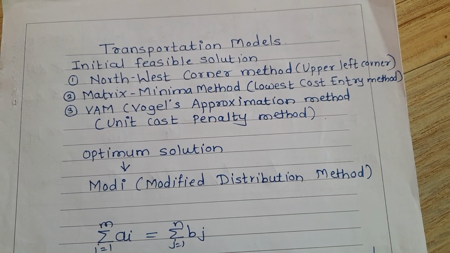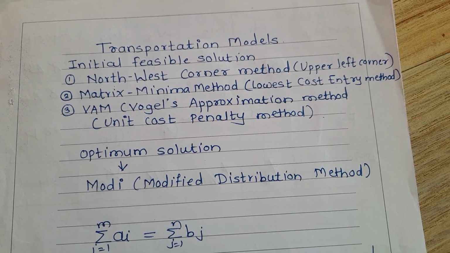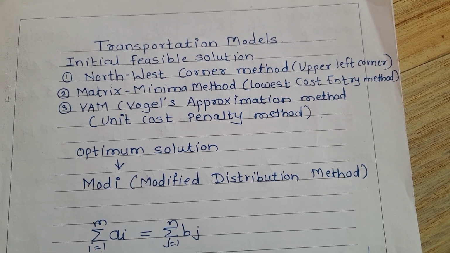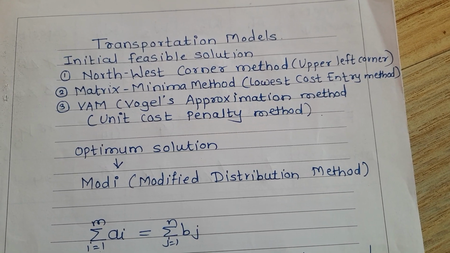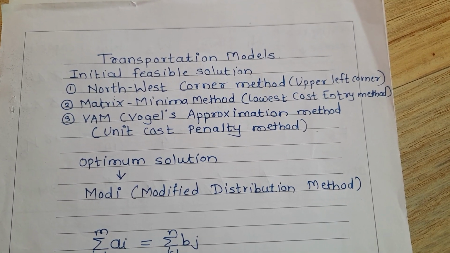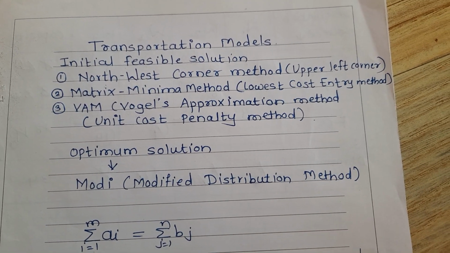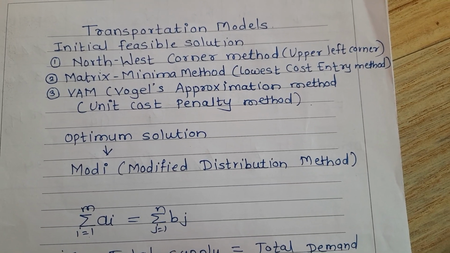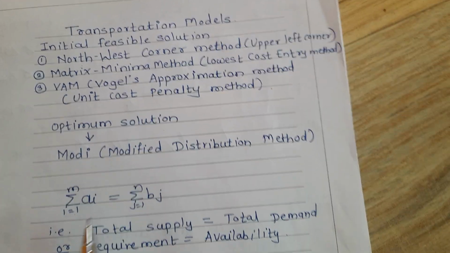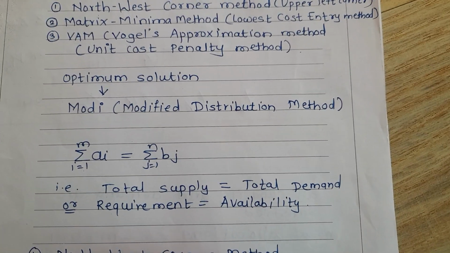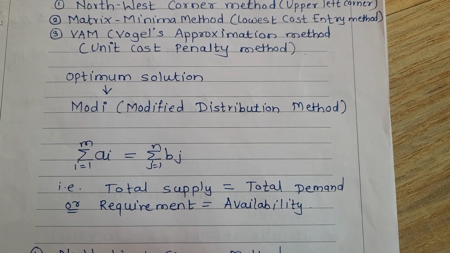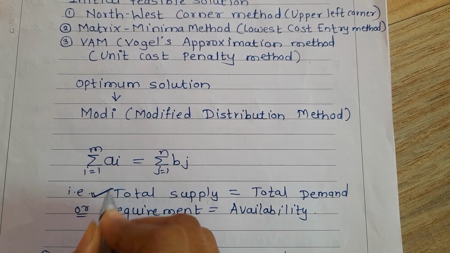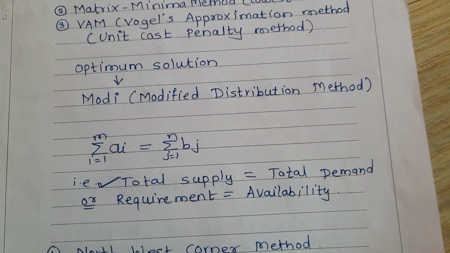Hello students, today we learn the second method of initial feasible solution, that is matrix minima method, and it is also called the lowest cost entry method. In this method we also find the minimum cost of the transportation problem, and we also check here that total supply equals total demand. For solving any type of transportation problem, first we check this condition. It is most important, that is total supply equals total demand.